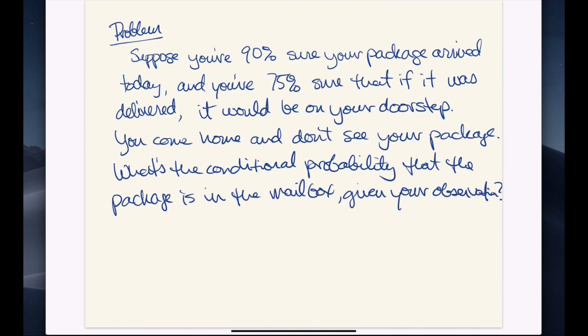So in this problem, we're thinking about conditional probability. And this is actually a very generic situation. You have some probabilities representing your beliefs about the world, and you make some new observations which need to alter those probabilities. So for example, in this scenario, you're 90% sure that your package arrived today, and you're 75% sure that if it had in fact arrived, then it would be on your doorstep rather than in your mailbox. When you come home, you don't see the package. And the question is, what's now the conditional probability that the package is in the mailbox, given the probabilities as you believe them, together with your observation that the package is in fact not on the doorstep?